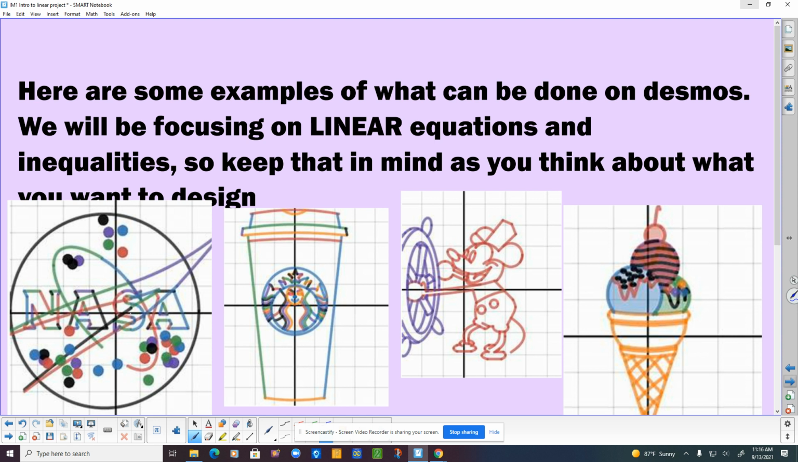Here are some examples of what we can do. Just keep in mind that we're working on linear equations, which means lines. The key word here is linear, lines. So this is a circle, that's not the important thing. I want these lines. This is more important here. This line, this line, this line. That's what we're focusing on as our project. We need a bunch of those lines.